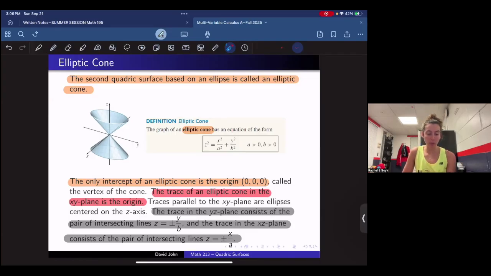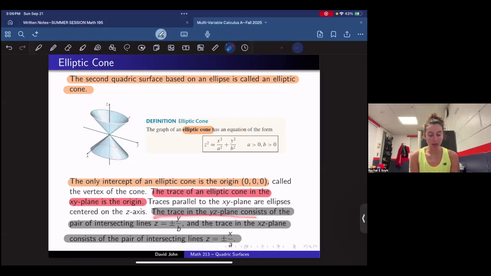Some properties for our elliptic cone: the only intercept is the origin, and it's called the vertex of the cone. Our trace on our XY plane is our origin, and our traces parallel to the XY plane are ellipses on the z-axis. Yeah, these are our ellipses on our z-axis.